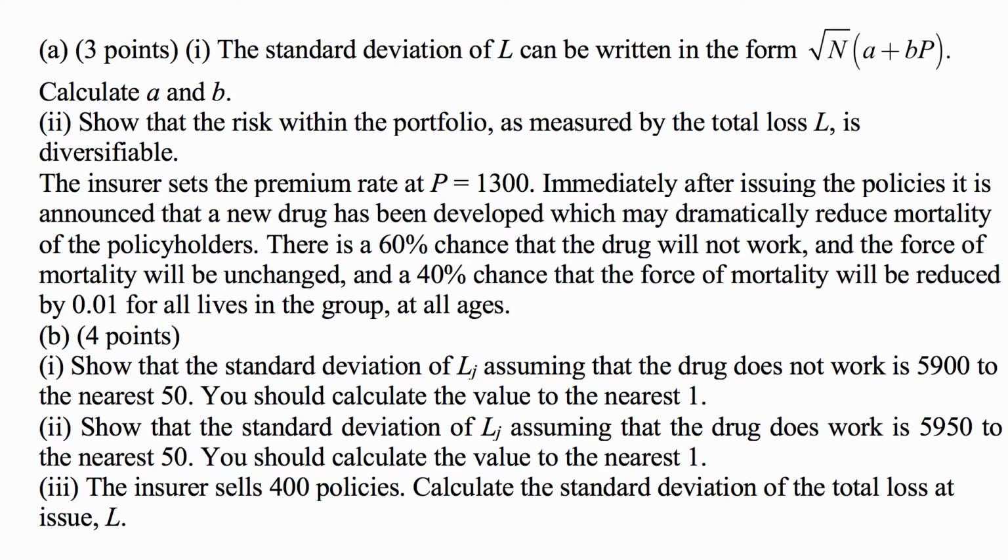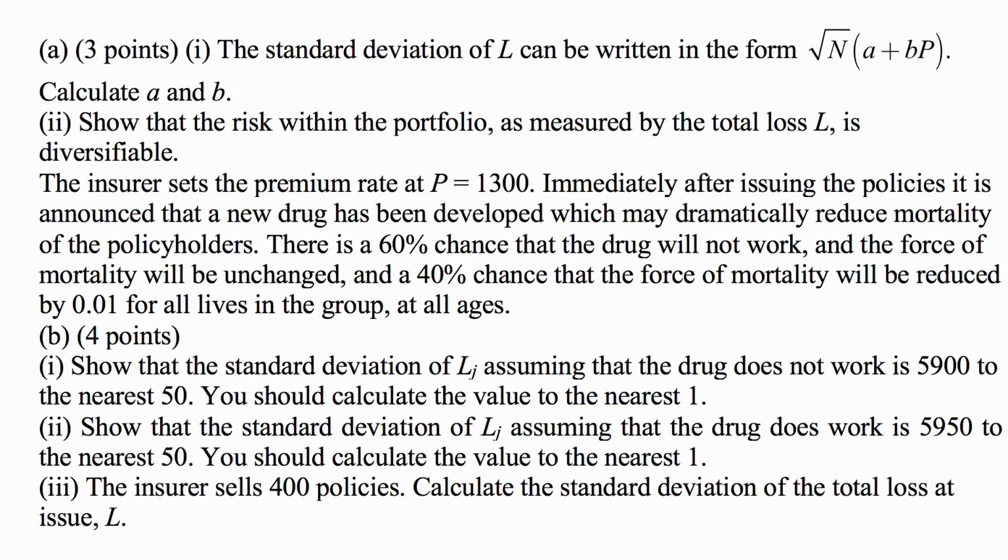Part B1. Show that the standard deviation of Lj, assuming that the drug does not work, is 5,900 to the nearest 50. You should calculate the value to the nearest 1. Part 2. Show that the standard deviation of Lj, assuming that the drug does work, is 5,950 to the nearest 50. You should calculate the value to the nearest 1.